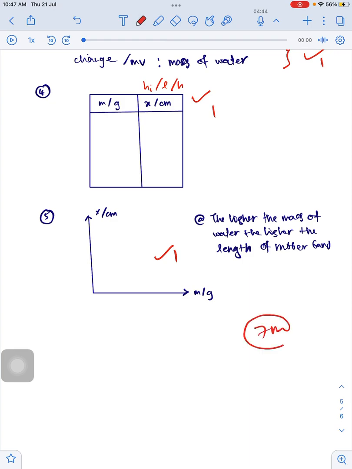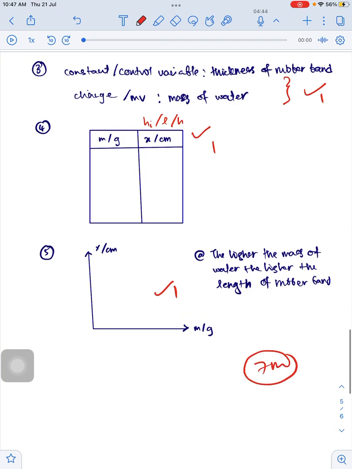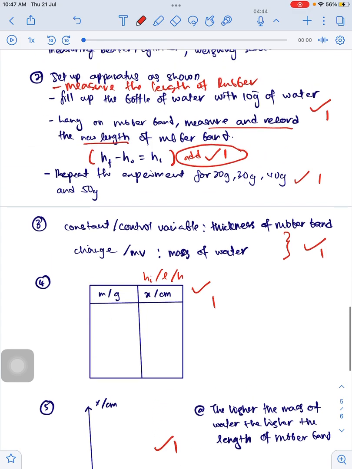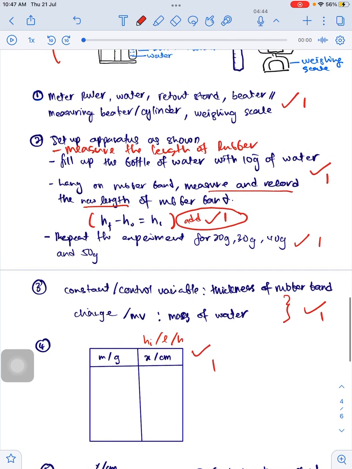So for this question, there is always an additional mark for you to write down the experiment. So it's better for you to write down all the requirements for the experiment, so that the additional mark will help you to get full marks.